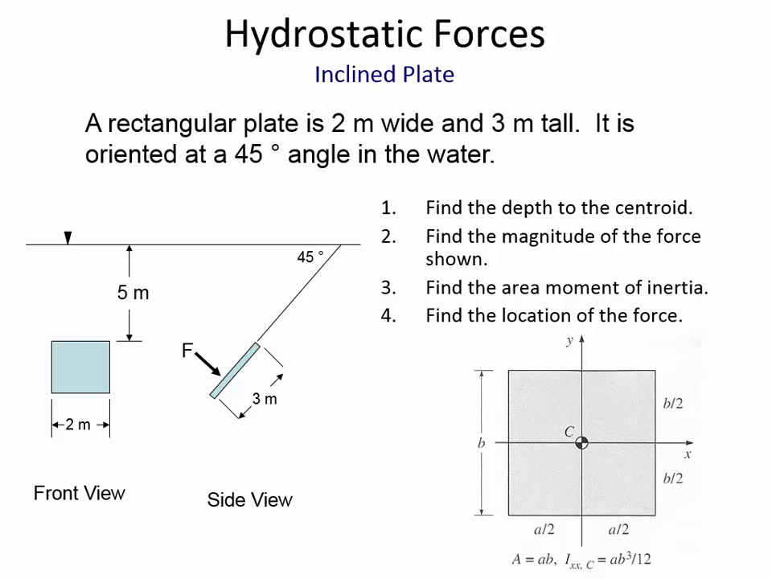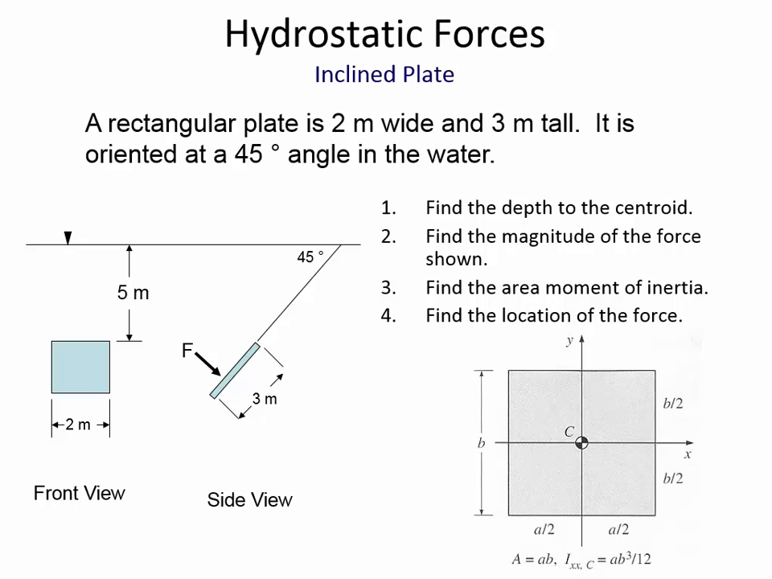Now, find the location of the force and the area moment of inertia. Now we're going to have to find the inclined distance from the centroid to the water surface and also the area moment of inertia. So this is geometry. You're going to be drawing little triangles. And so here is the water line, and we've got a plate under the water.